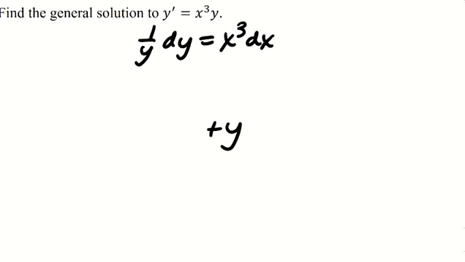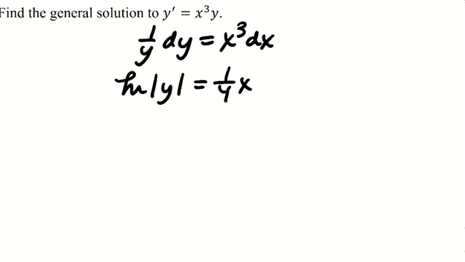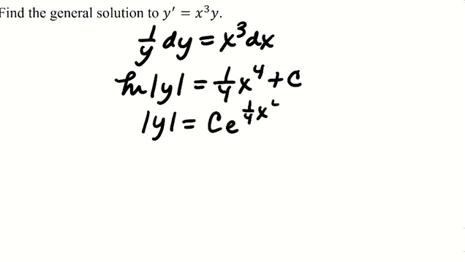Okay, so going back to the question I was talking about, I'm going to take the antiderivative of both sides, so that'll be log of absolute value of y equals 1/4 x to the 4th plus c, and then I'm just going to solve for y. Okay, so absolute value of y is equal to c e to the 1/4 x to the 4th. And then y is equal to plus or minus c e to the 1/4 x to the 4th. And that's a general solution, and so we're happy with that.